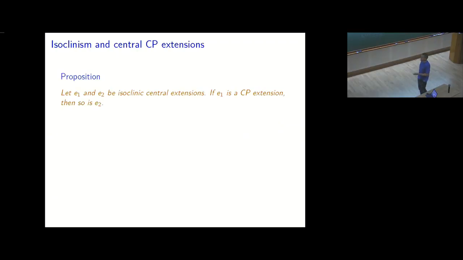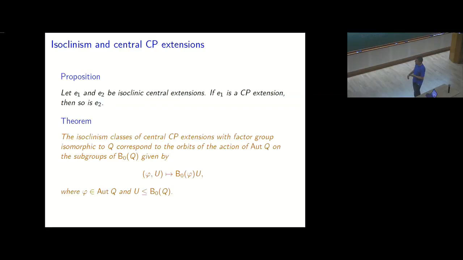And this is a nice thing about CP extensions. So suppose that you have 2 extensions which are isoclinic, and if the first one is CP, then also the second one is CP. That's a nice thing, which means that you only need to consider CP extensions up to isoclinism, right? So equivalence is okay, but now you can consider everything up to isoclinism.